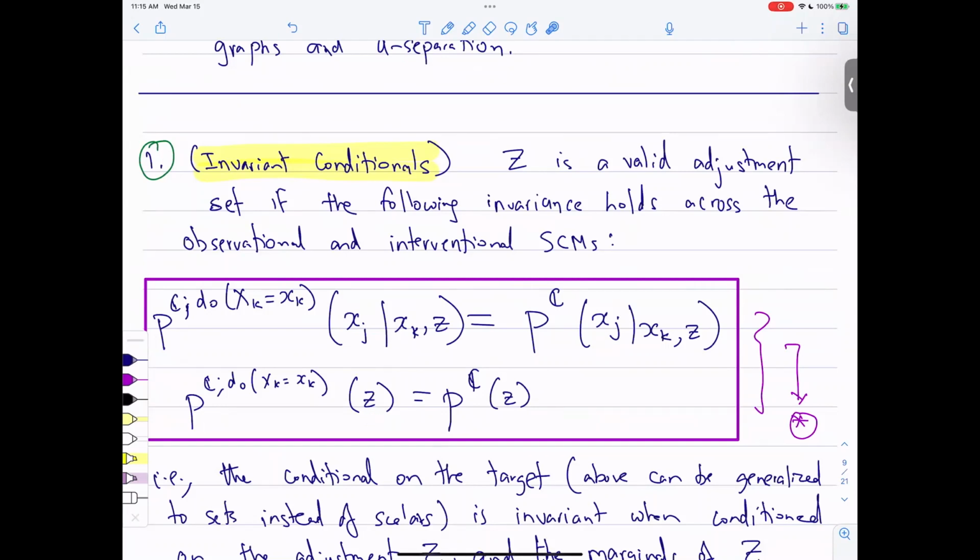When I use the word marginal, I don't always mean a one-dimensional marginal. It just means less than d-dimensional. I'll use the word marginal for any joint distribution which is not full on all variables. I'm just going to misuse the term because Z could be a vector. I'm still going to call it a marginal. It's just not a scalar marginal, it's a vector marginal. Okay. Is this clear? What I mean by invariant conditionals?